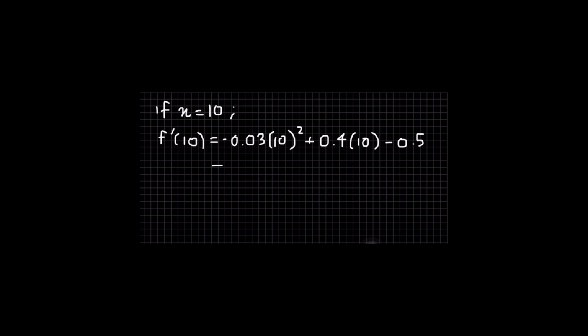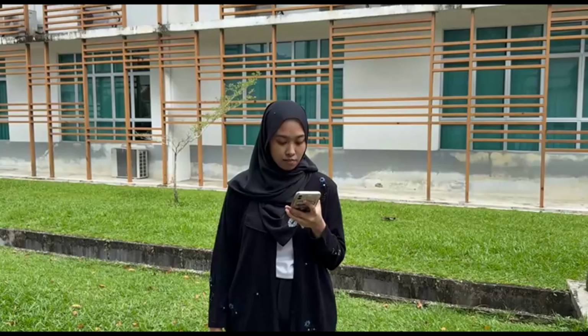Now, let's calculate the slope at x equal to 10 meters. By substituting x equal to 10 into the derivative, we will get f prime of 10 equal to negative 0.03 multiplied by 10 to the power of 2 plus 0.4 multiplied by 10 minus 0.5. Then, we will get negative 3 plus 4 minus 0.5. The last answer will be 0.5. So, the slope at x equal to 10 meters is 0.5.